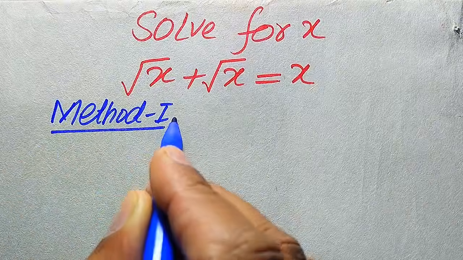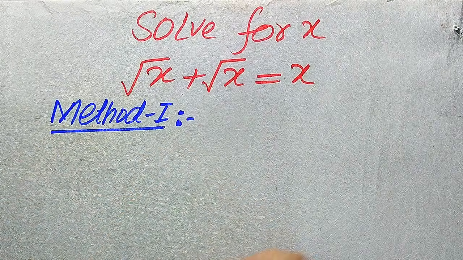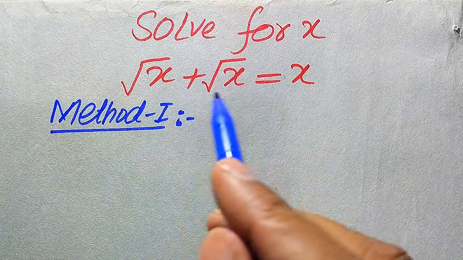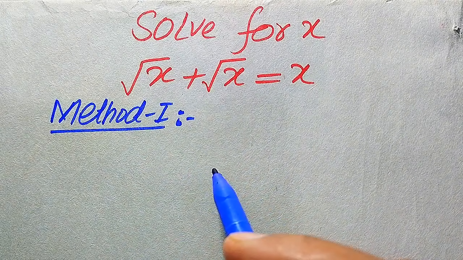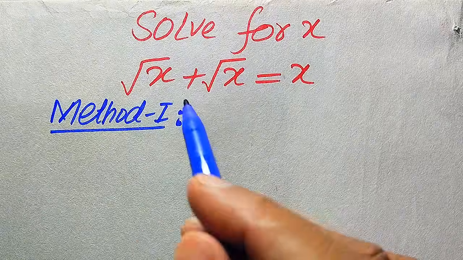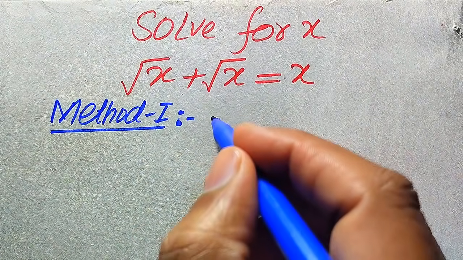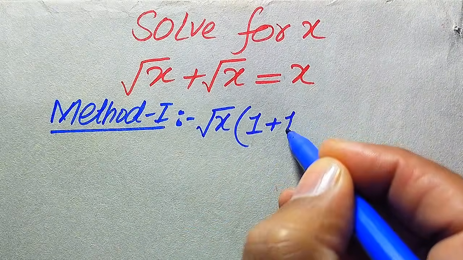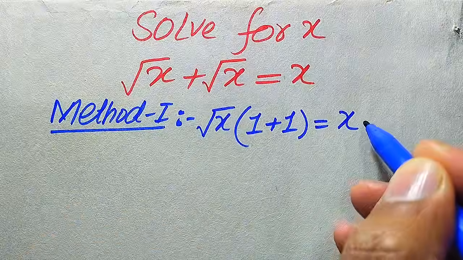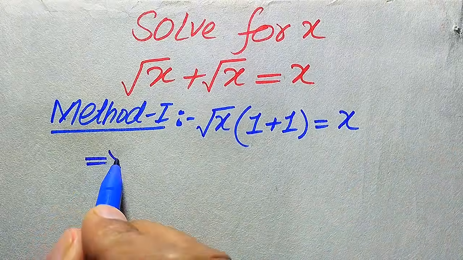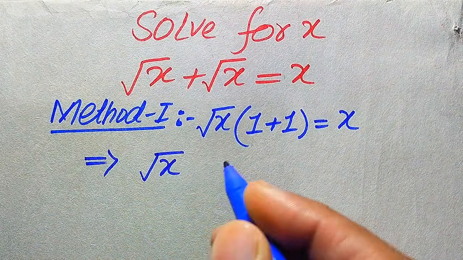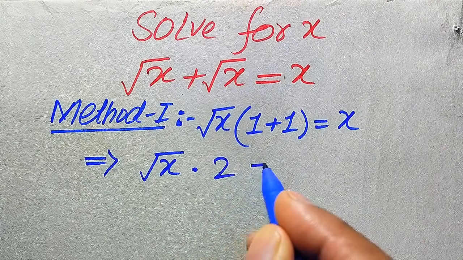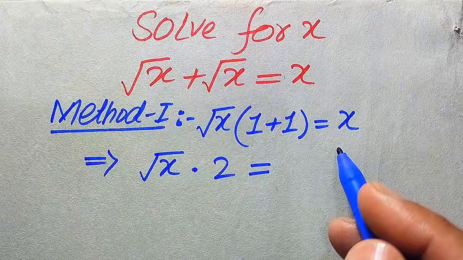And now we move toward the solution of this problem from the first method. And here first, you see that on the left hand side, these are the two same variable terms added to each other, so we need to take common square root of x from here, and when we take common square root of x we obtain 1 plus 1 is equal to x. And further in the next step we need more simplification, and it will be written as square root of x times 1 plus 1 becomes 2, is equal to x.